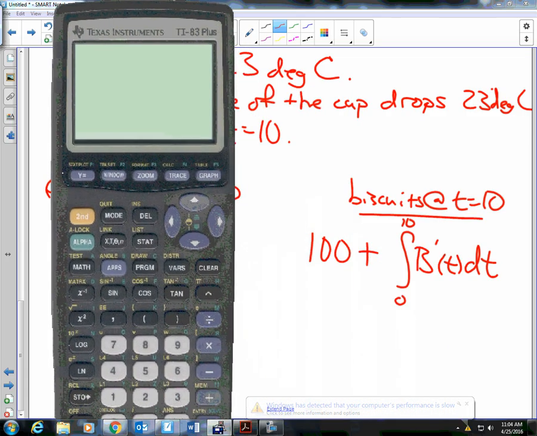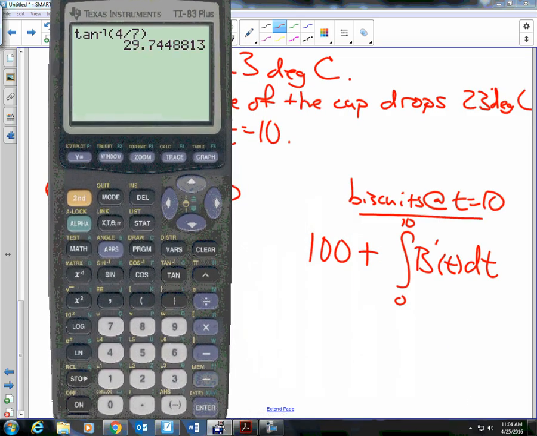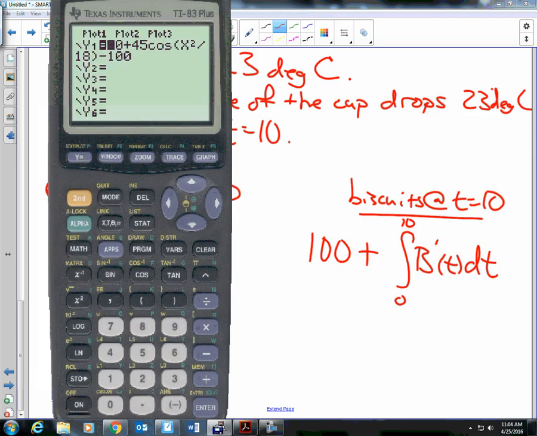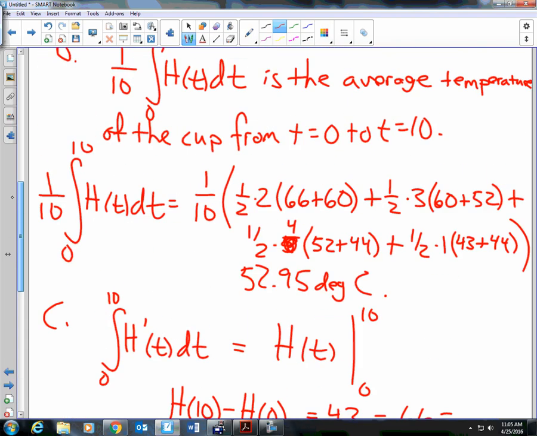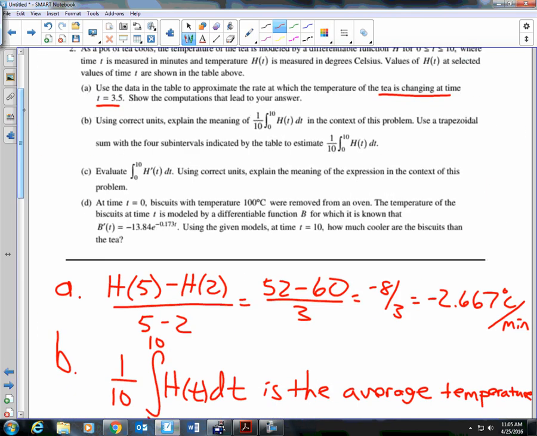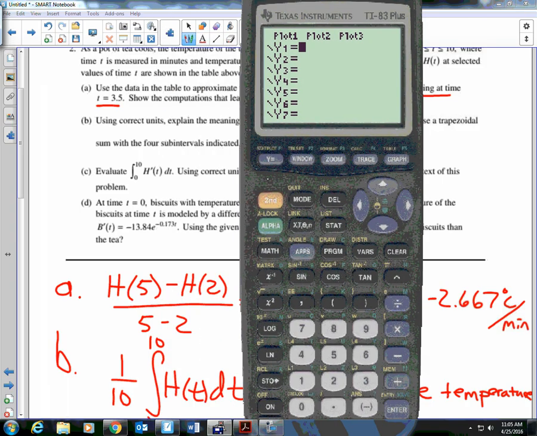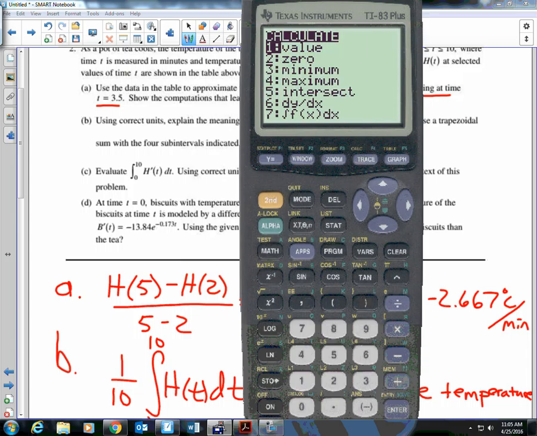We're going to take that function and type it in. We go to y equals. This is not the function. Our function, rather, is negative 13.84 e to the negative 0.173 t. And what do I press? Number 7.